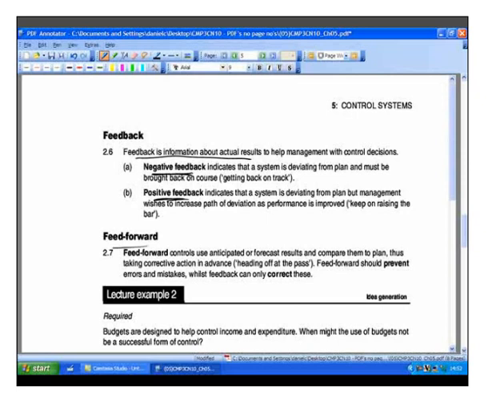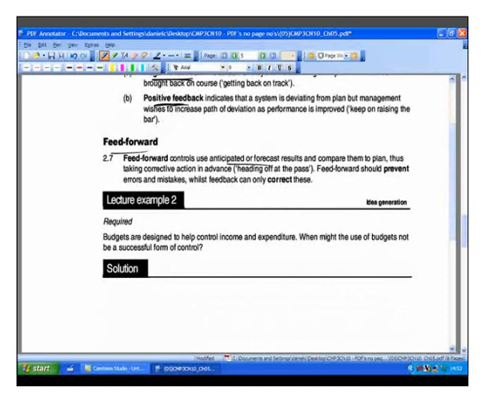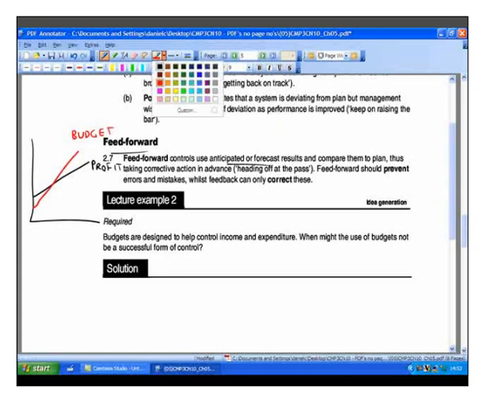Feed forward, on the other hand, looks at the anticipated results and compares them to plan. Let's say, for example, you have performance against budget, let's say your profit, and it's forecasting a nice healthy increase. However, your budget, let's say, calls for a bigger increase. Now, if you're looking at this now, you would say this is all absolutely fine.